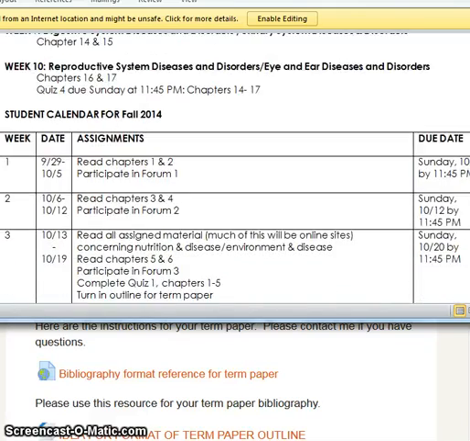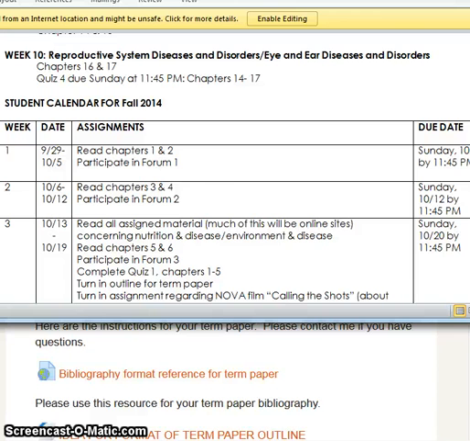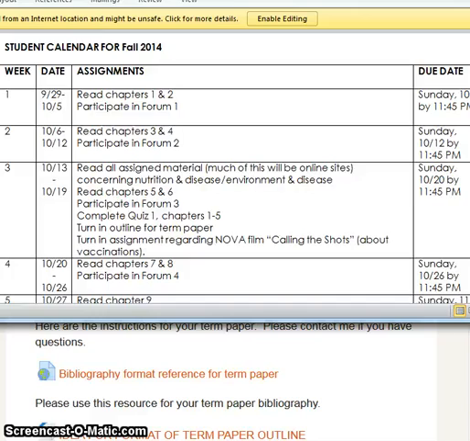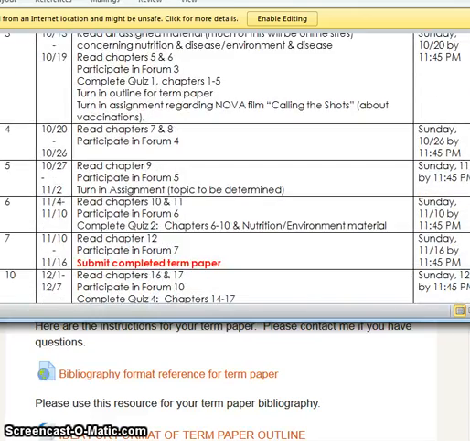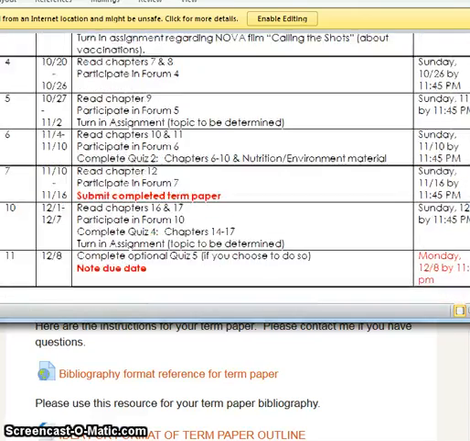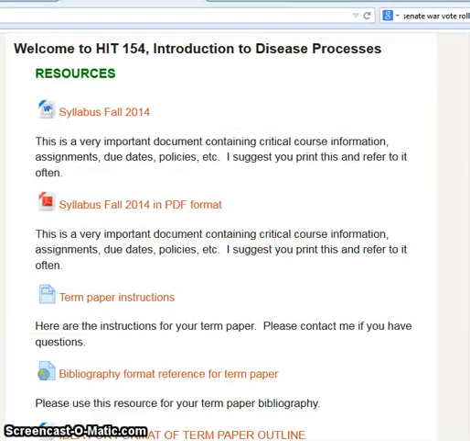Here is a student calendar of due dates. I suggest you copy this, and please take a look at it. If you have any questions about it, do contact me. I'm going to close the syllabus now and go back to some other things you will see.